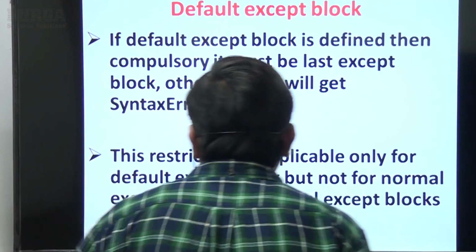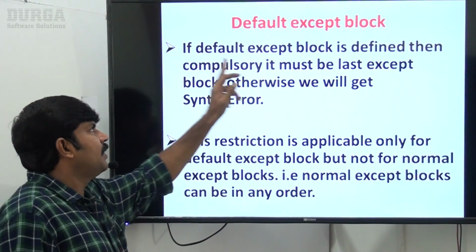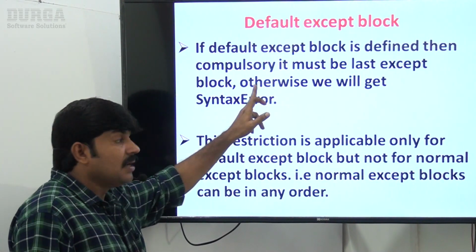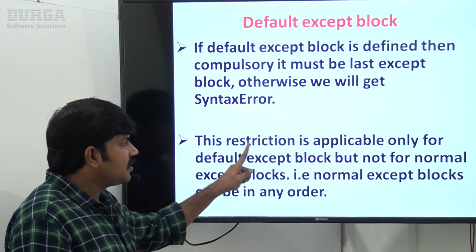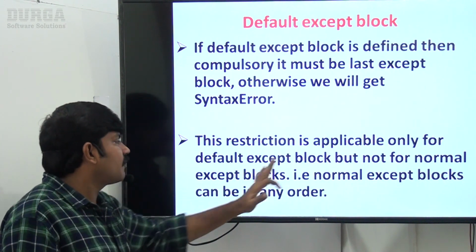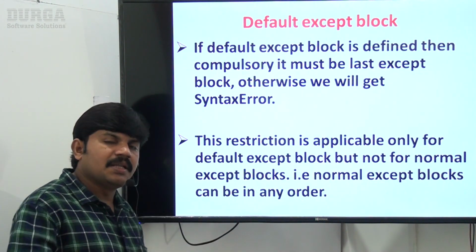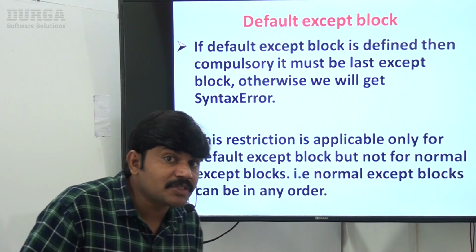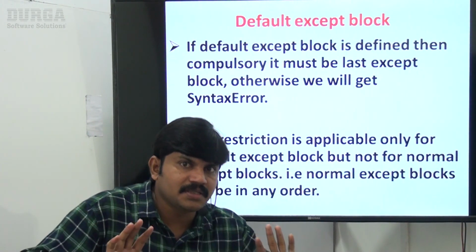Next, this point, can you please observe? If a default except block is defined, then compulsorily it must be the last except block, otherwise we will get a syntax error. Clear, right? Next, this restriction is applicable only for the default except block but not for normal except blocks. That is, normal except blocks can be in any order, no problem. You can take any order, but the Python virtual machine always gives precedence from top to bottom. Is it clear for all of you?